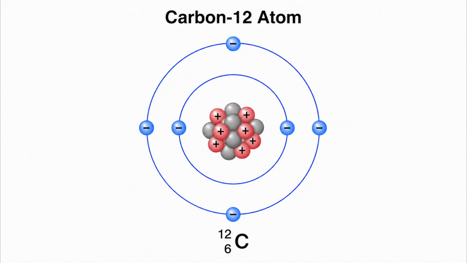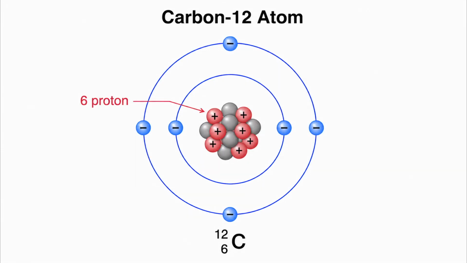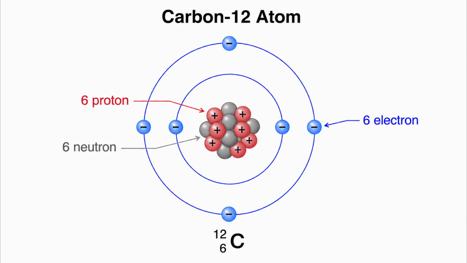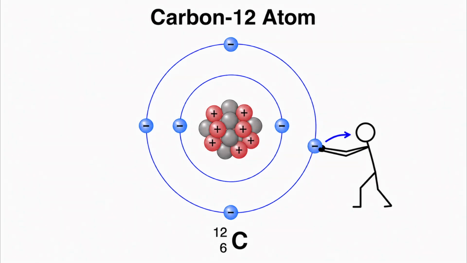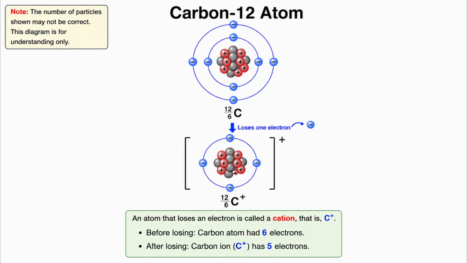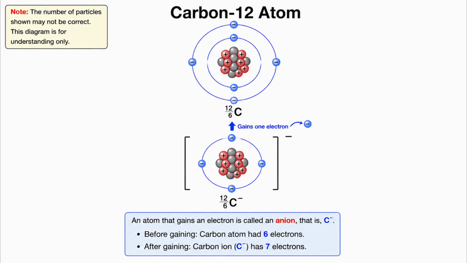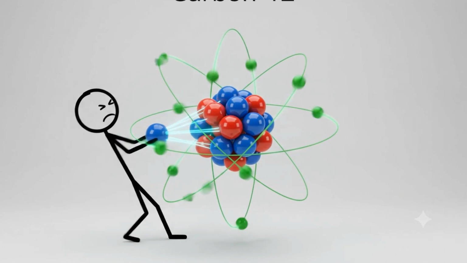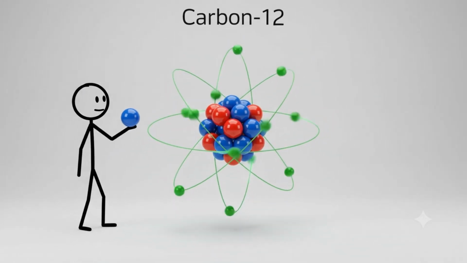Take carbon-12, the most stable form of carbon, which has 6 protons, 6 neutrons, and 6 electrons. If we remove or add an electron, it becomes an ion. An atom that loses an electron is called a cation, that is C+. An atom that gains an electron is called an anion, that is C-. Similarly, if we add or remove a neutron, it becomes an isotope.